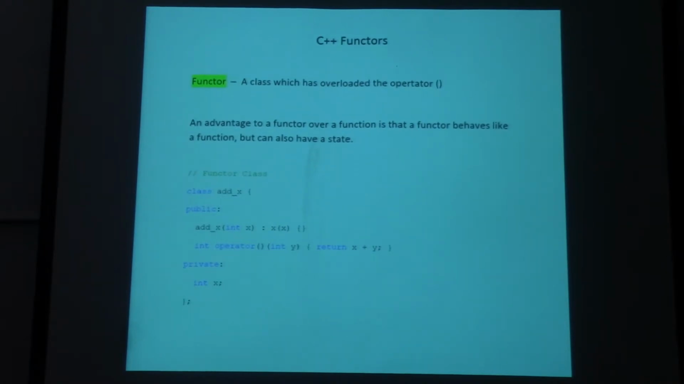I want to show you how a simpler functor is going to work. So this is going to be a functor class. The class is going to be called addX. This is the private section. This is the private label. Notice that inside this we have an X. That's our private property, X, which is an int.